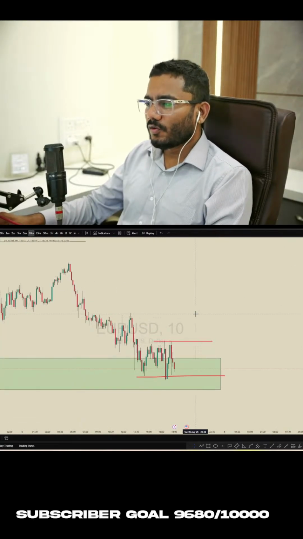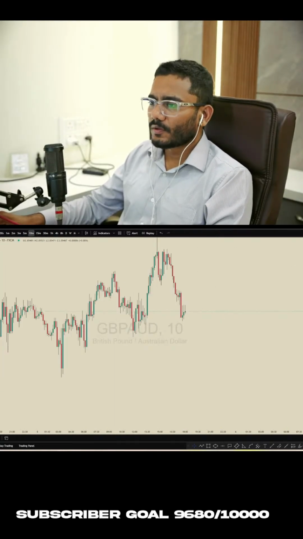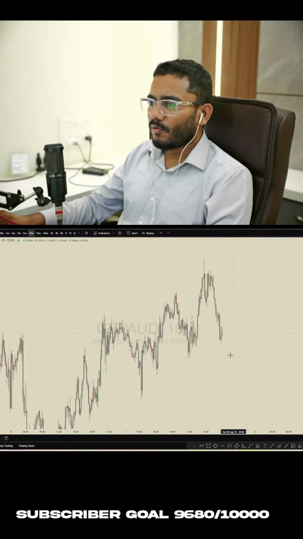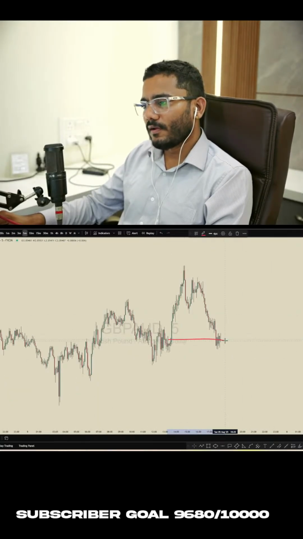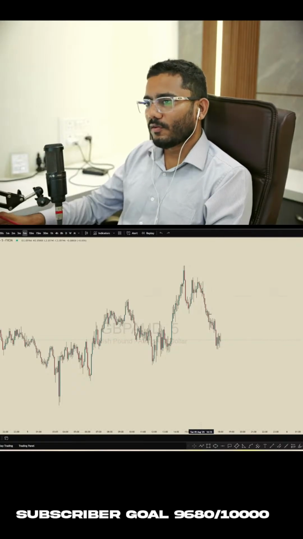USD price is still consolidating in this area. I see GBP has tapped this order block, but there is trendline liquidity below this low. So if you want to enter, then we'll wait for price to break this previous high. Then it's a good confirmation.